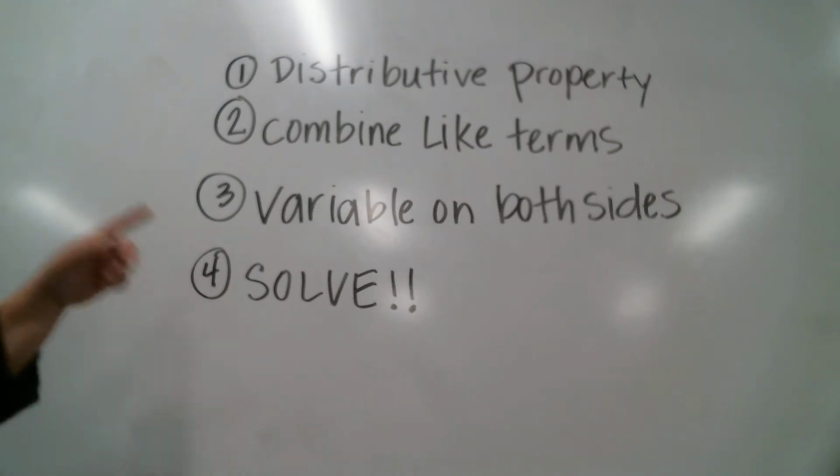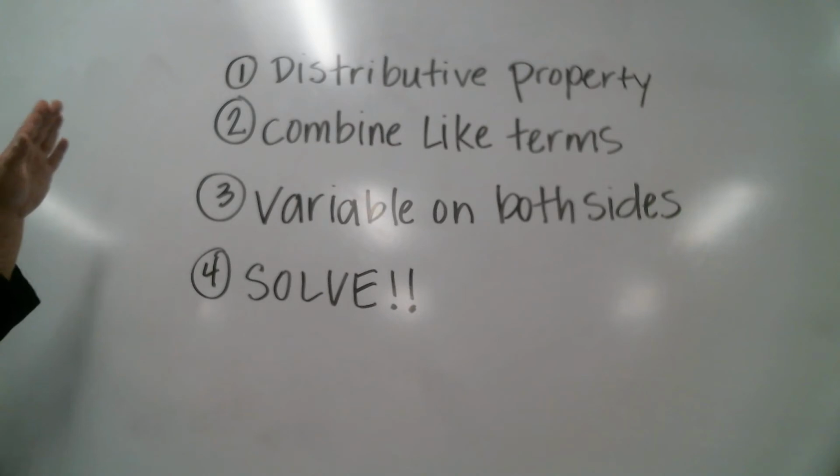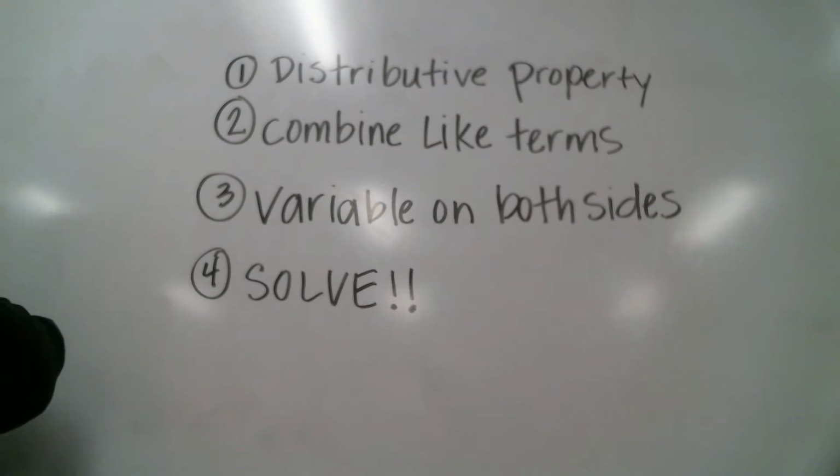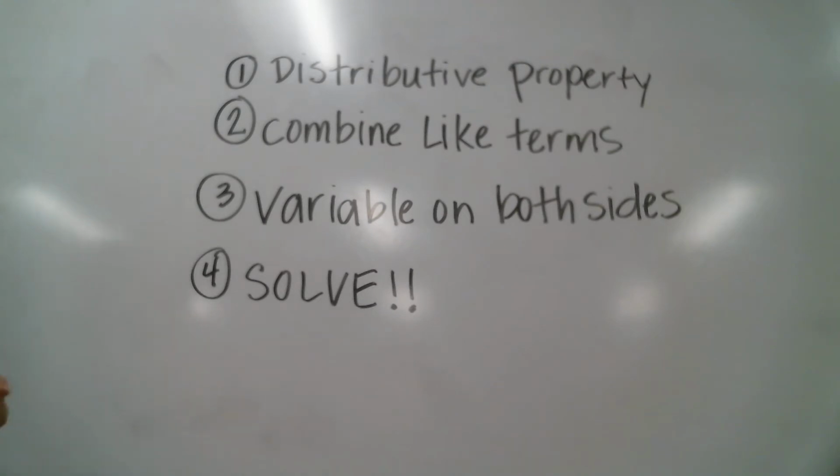Before you solve, you want to take care of distributive property first, then combining like terms, and then variable on both sides. And we've gone over all those things. So we're just going to do some mixed review problems, and you need to look for these things. Not all problems have everything, but you need to look for them and take care of them in this order.